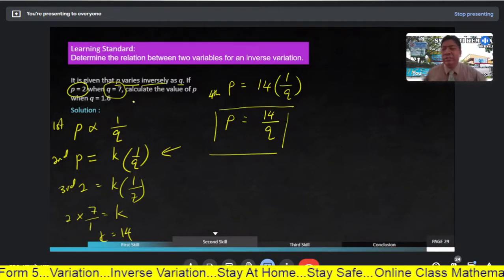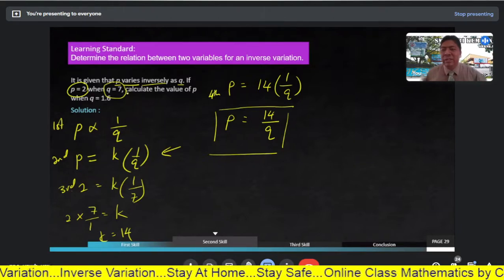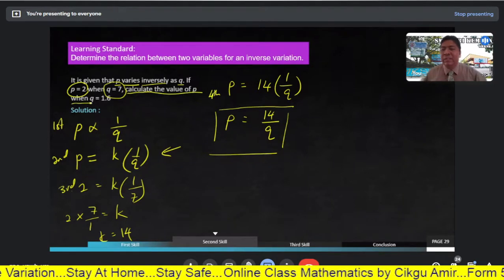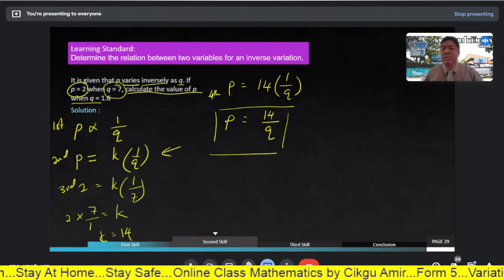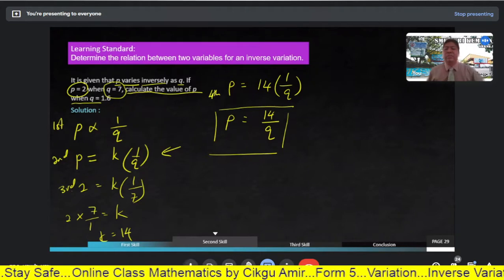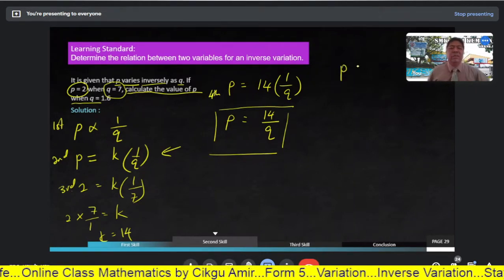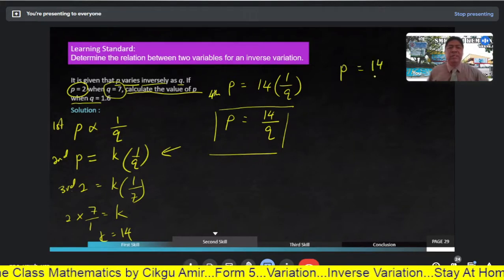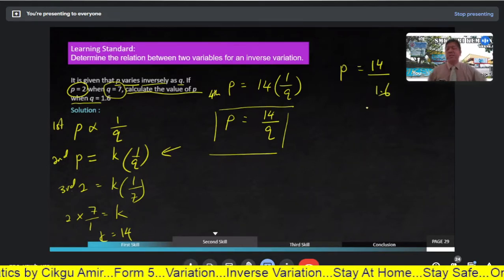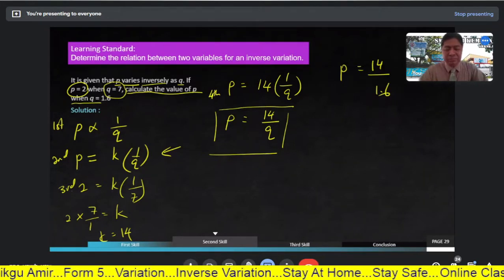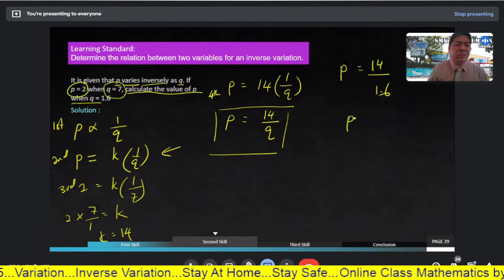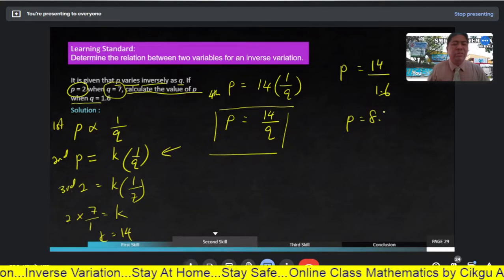Are we finished? No, we're not finished yet. We have the last question. Calculate the value of P when Q is 1.6. We have P equal to 14 divided by 1.6. Getting your calculator, 14 divided by 1.6, P is equal to 8.77.